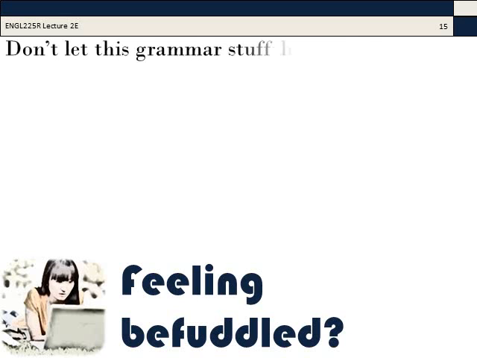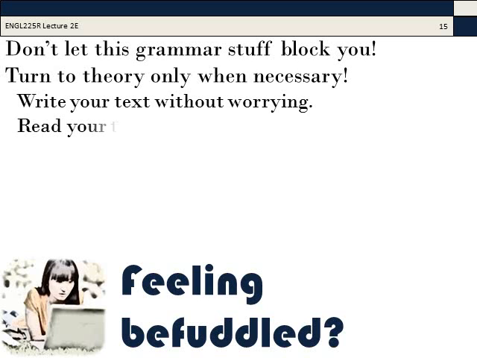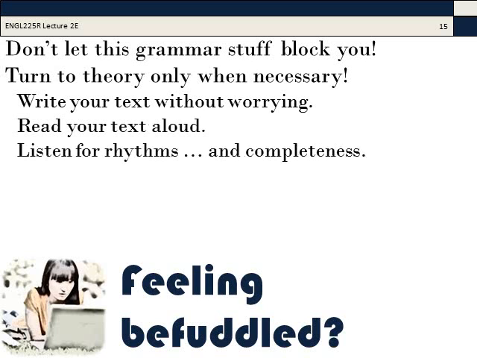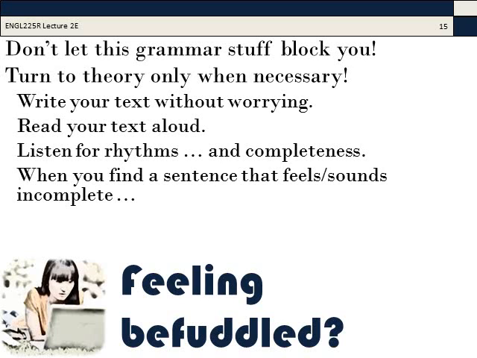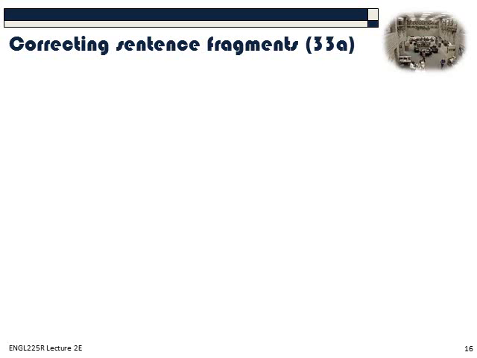Getting a headache? Well, don't let this grammar stuff block you. Turn to theory only when necessary. Write your text, read it aloud, listen for rhythms and completeness, and if you find a sentence that feels or sounds incomplete, try to correct it by instinct. If you're uncertain, turn to Fagley. To correct your sentence fragments, consult the box on page 393.